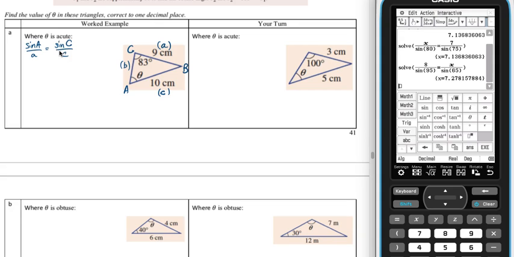Now that that's loaded up, we're going to substitute in the values we know. So sine A is going to be now theta. So we write sine theta over A, now A in this case is 9, is equal to sine C, angle C is 83, over our small side C, which is 10. So let's do this by hand firstly. If we times both sides by 9, we get sine theta by itself.